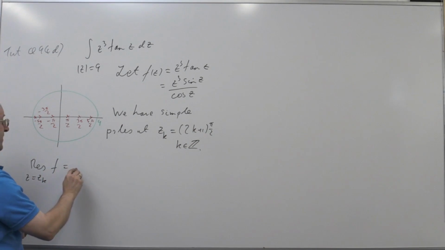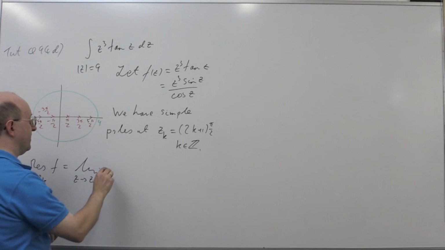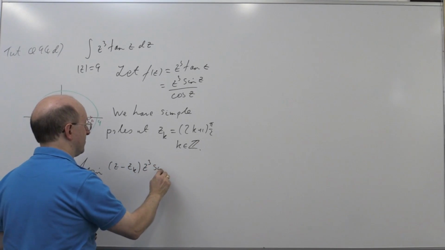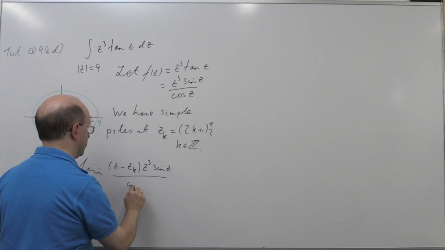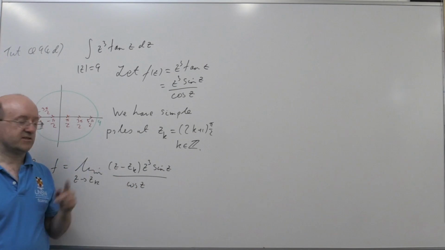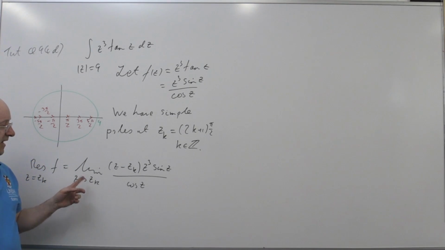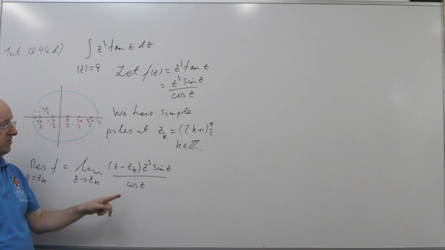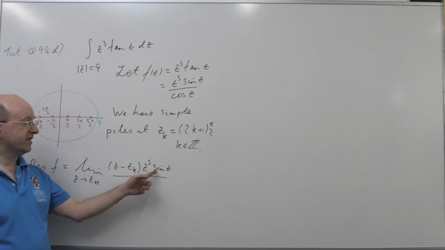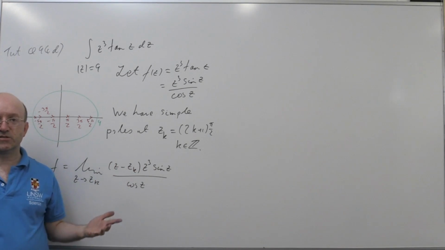Residue of f, limit z goes to zk, and z minus zk, z cubed sine z over cos z. Now it's a 0 over 0 thing, so it looks like L'Hopital, but again, this is the sort of thing you should be on the lookout for, these sorts of residues in calculating them, either in the exam or in actual practice. The z cubed sine z behaves perfectly well as z approaches zk. It tends to something finite.